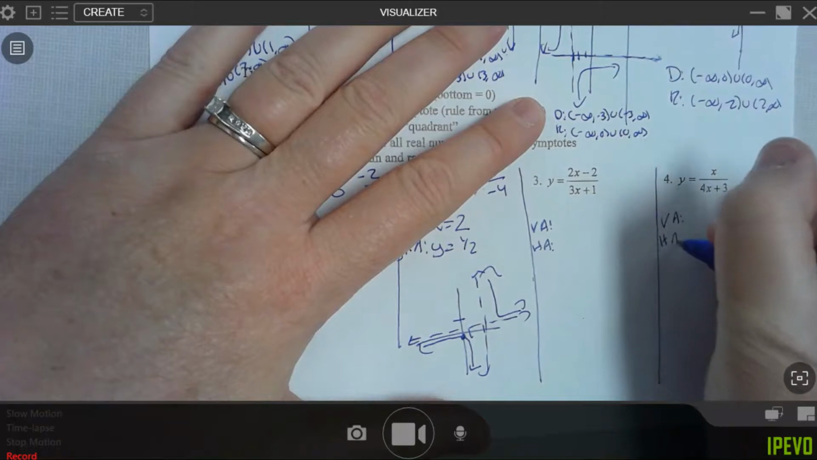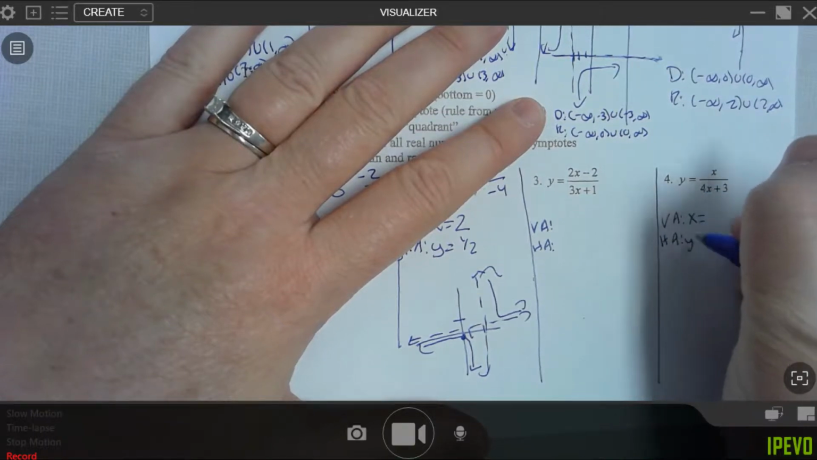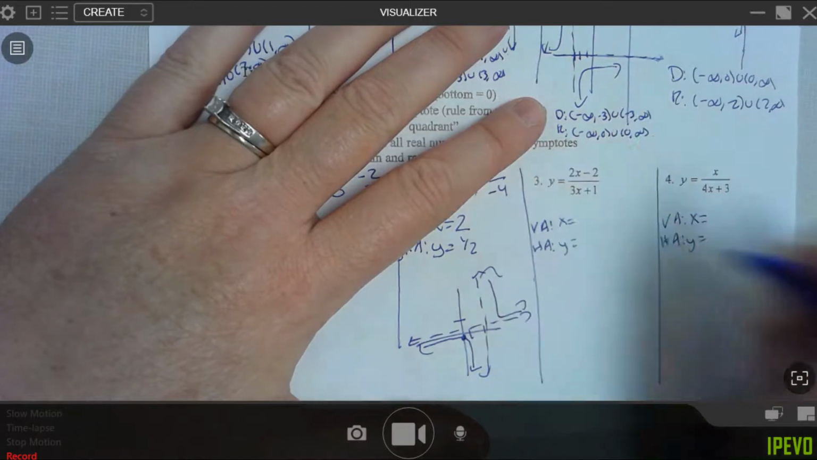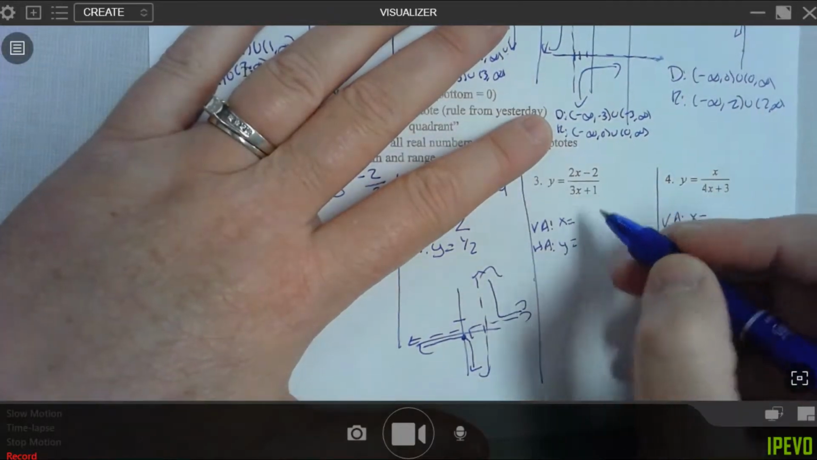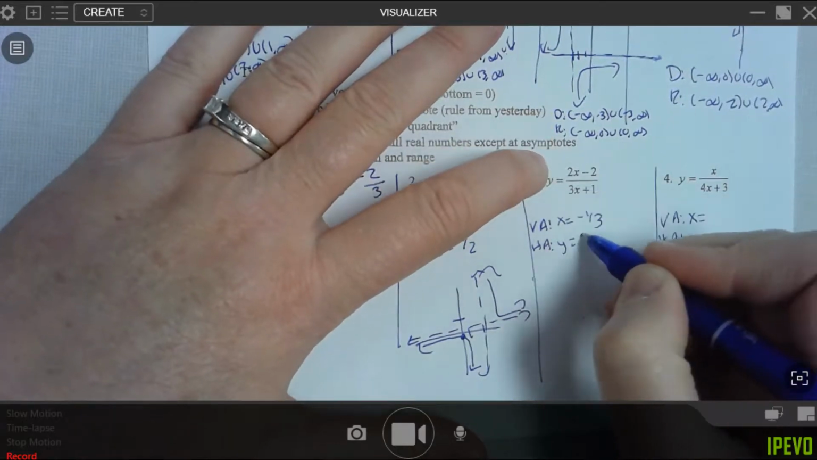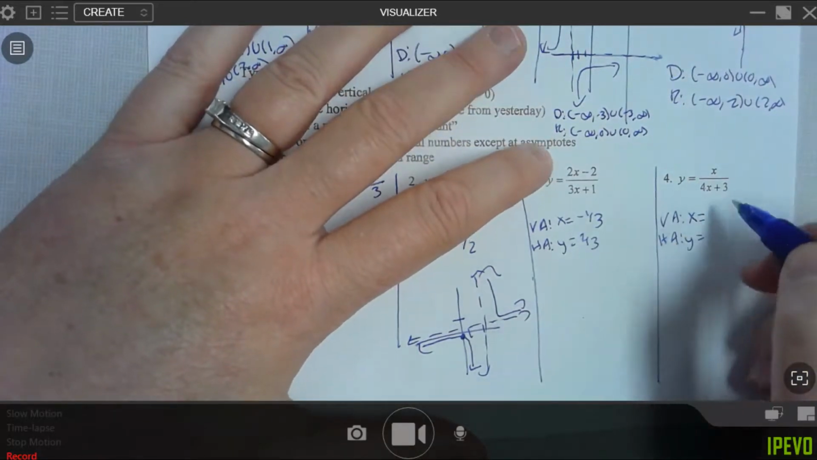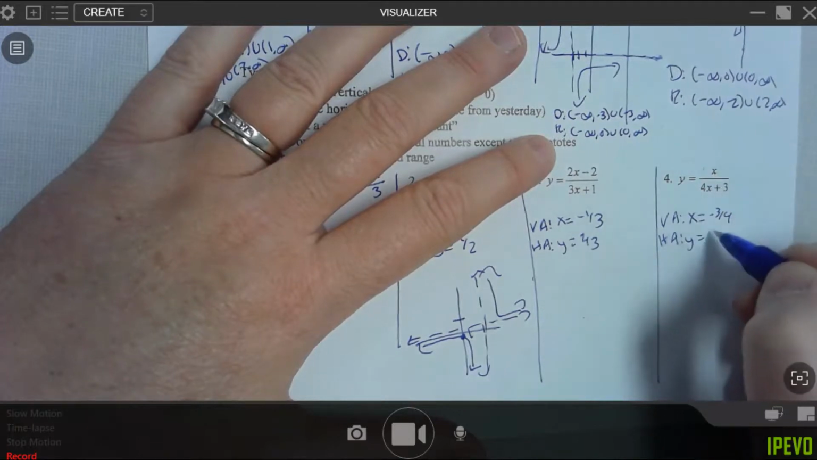You better have paused the video. All right, hopefully you're coming back to check your answers now to make sure you got it right. So set the bottom equal to 0 here, I get -1/3. Divide, I get 2/3. Set the bottom equal to 0 here, I get -3/4. Divide, I get 1/4.